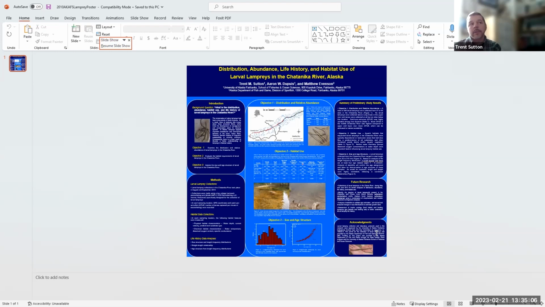And if you take a look, you could on the URSA website, there's lots of examples you can look at. You could Google posters for your discipline and look at them as well. You'll see the same basic components to it.